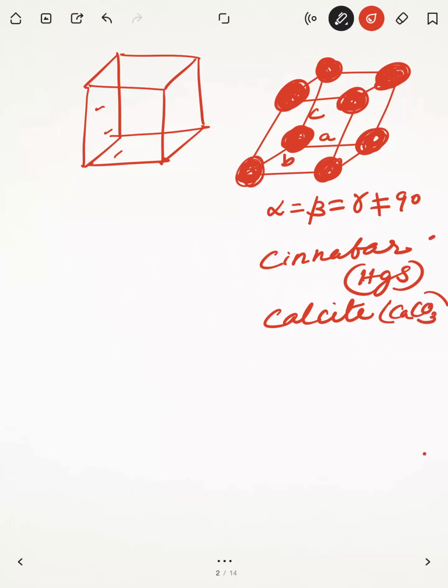So this is the fifth crystal system, rhombohedral. It is obtained by pressing the cube, which was the first crystal system. Only primitive is there.